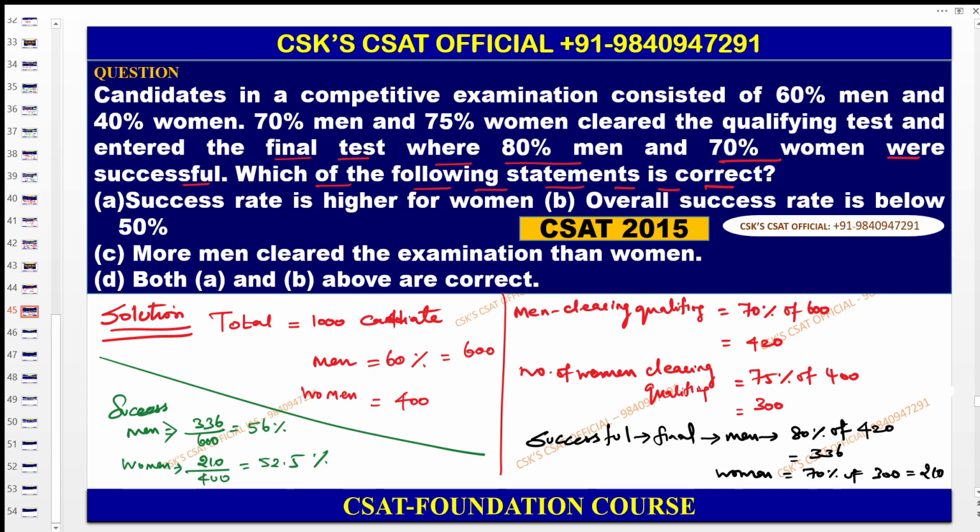The success rate is higher for women. No. The overall success rate is below. That is also no. More men cleared the examination than women. Which is the right one? B or C? C, sir. C. I think somebody answered B in the comment box. So please check here.